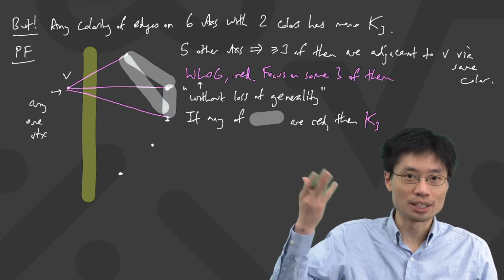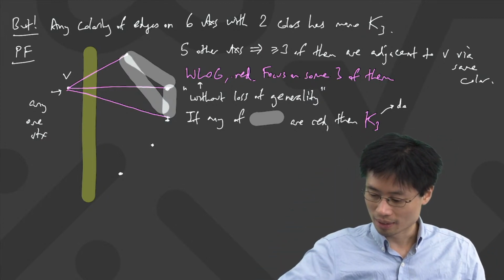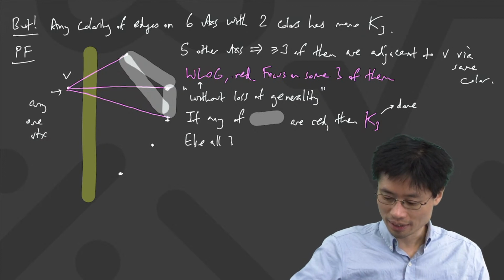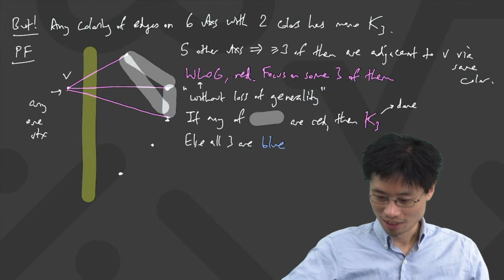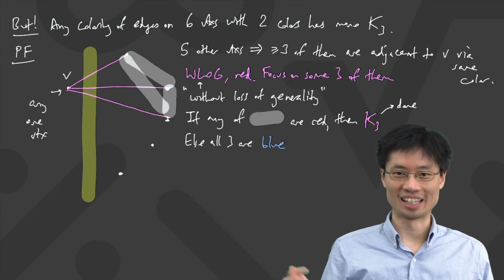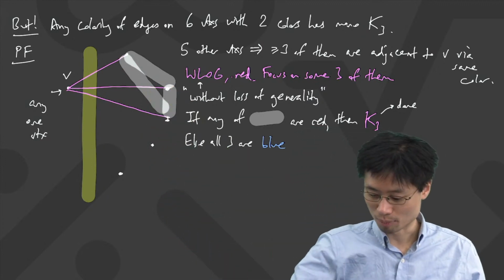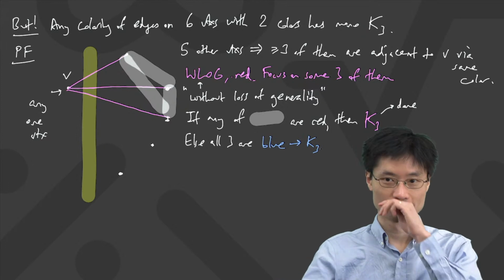That would be great. Then we're done, right? We're trying to show that there's always going to be a monochromatic triangle. Well, then there's the else: else all three are blue. What's that? That's a blue K3, right? Three vertices and all three of the edges are blue. Blue K3, and you're done.